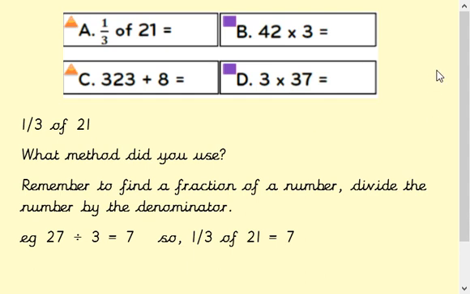1/3 of 21. So what method did you use for this? We talked about this a couple of days ago. Remember, finding fractions of numbers, you would take the number, in this case 21, and you would divide it by the denominator of the fraction, in this case 3. So 21 divided by 3 would equal 7. 1/3 of 21 then would be 7.